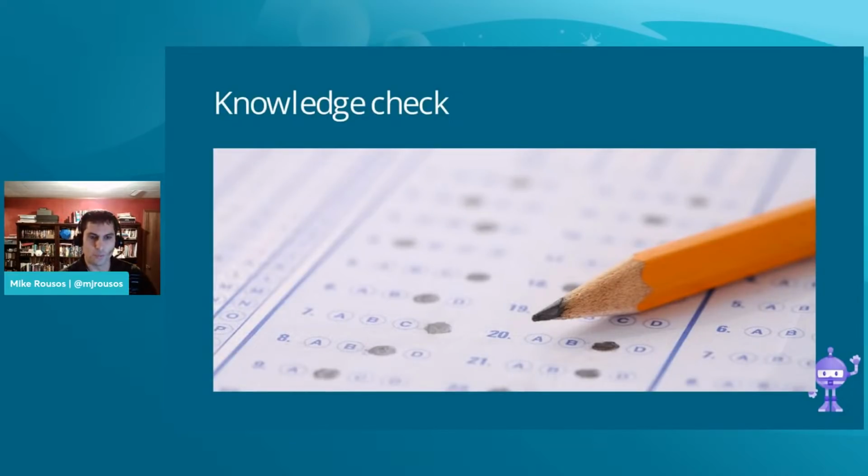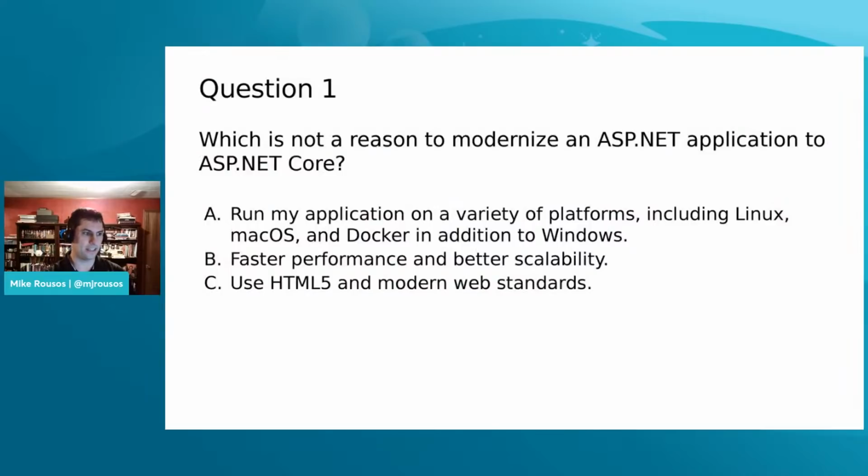Okay, so we've walked through this first unit of the learning module, and we are presented here with a knowledge check. It says, which is not a reason to modernize? First option is to run on a variety of platforms, including Linux, Mac OS, and Docker, in addition to Windows. We already talked about how that is absolutely a reason to modernize. It's one of the top reasons I see customers citing. So that's not what we want to pick here.